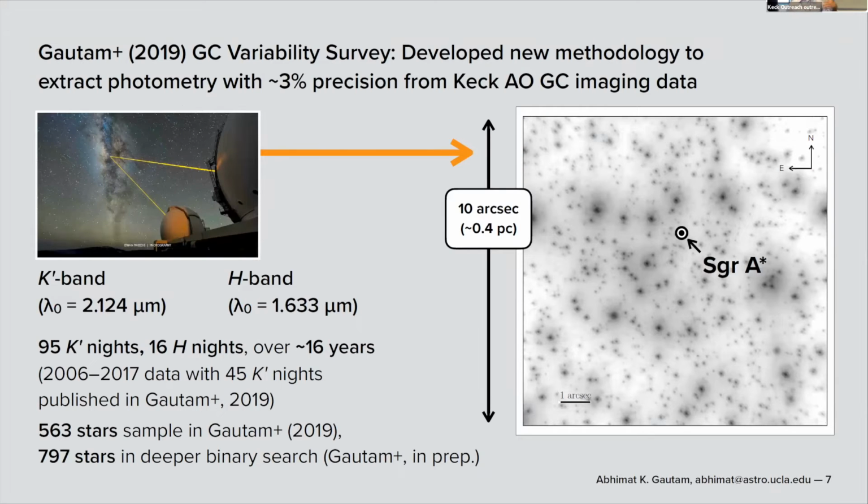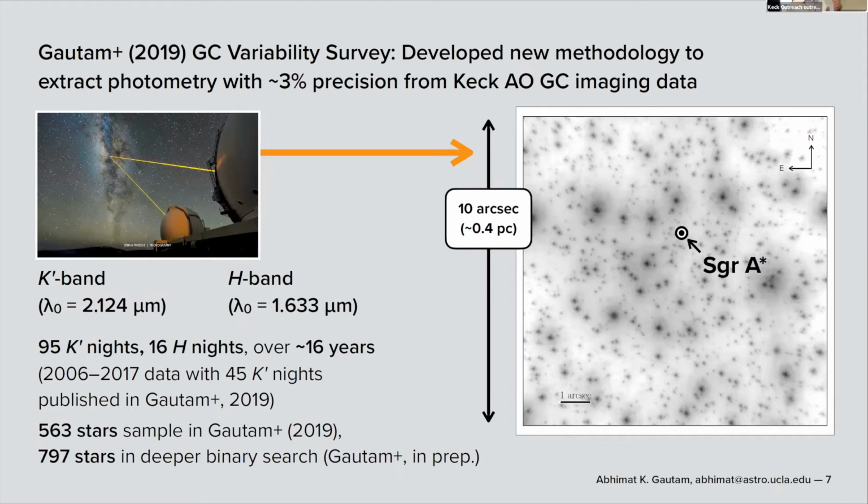So the way I've been tackling this in my projects has been through a photometric survey. In Gautam et al. 2019, I presented a variability survey of the galactic center, where we developed new methodology to extract precise photometry from KEK-AO imaging data. And we achieved about 3% precision in this photometric data.